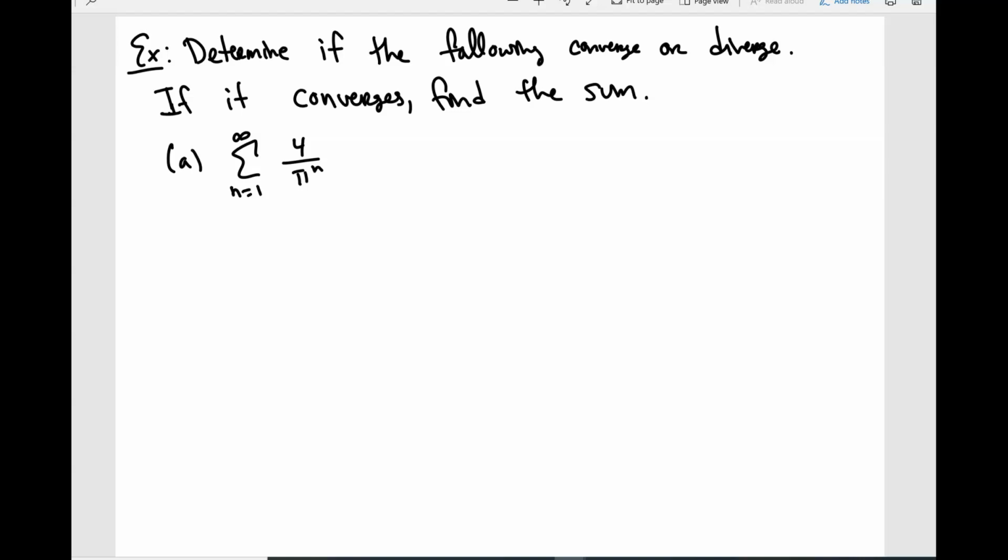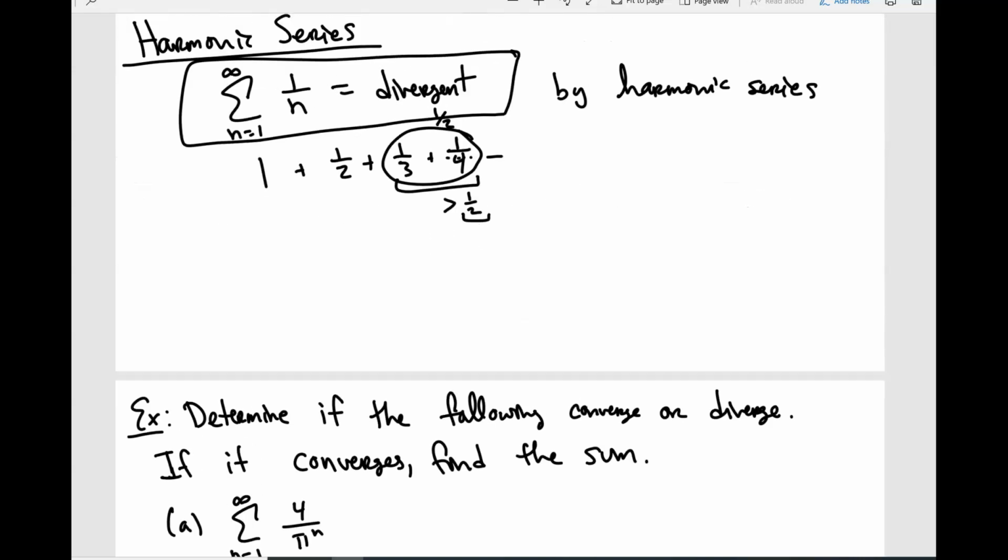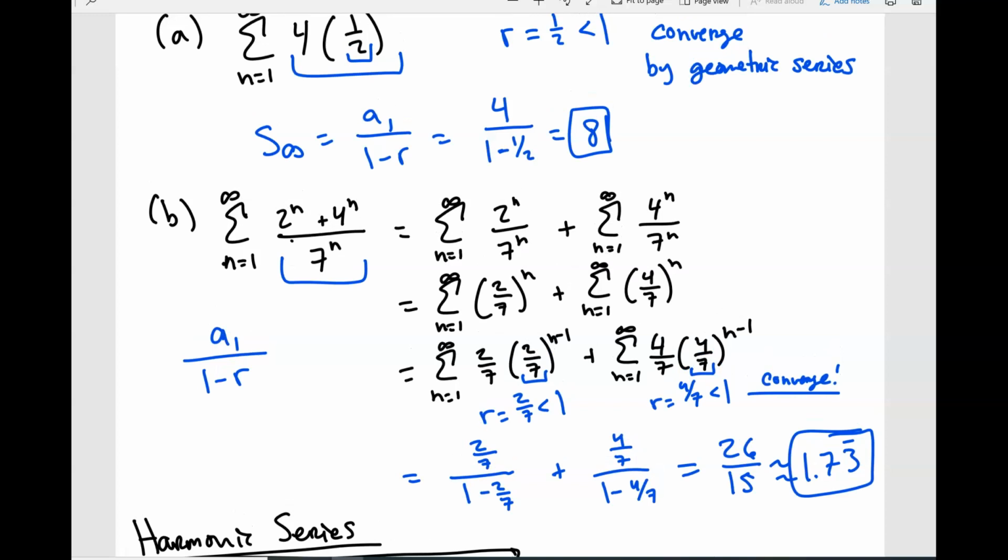So let's do a couple more problems. So here we want to determine if the following converge or diverge, and if it converges, find the sum. So this looks a lot like a geometric sequence or a geometric series. So notice that the n in this case is only on the pi, whereas in the other previous problems, we had the n on both of these guys.